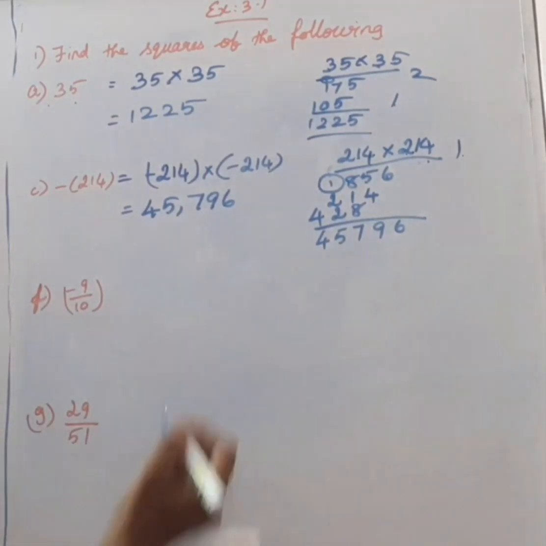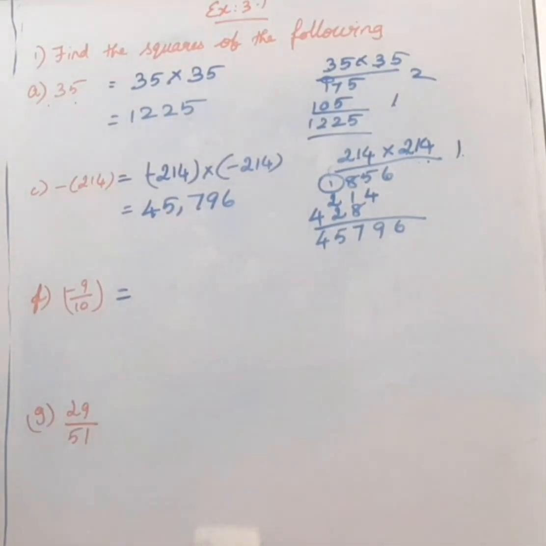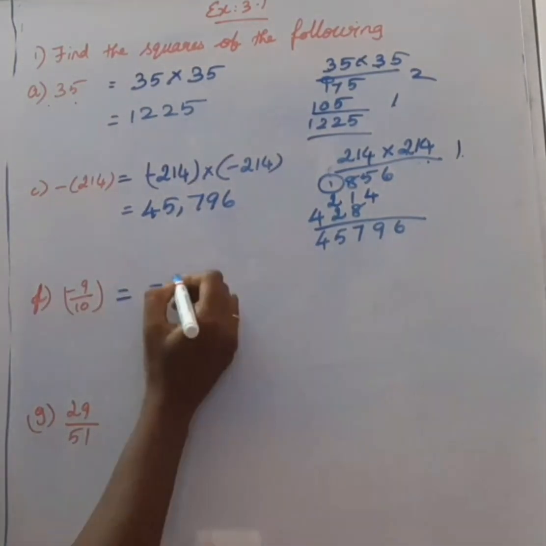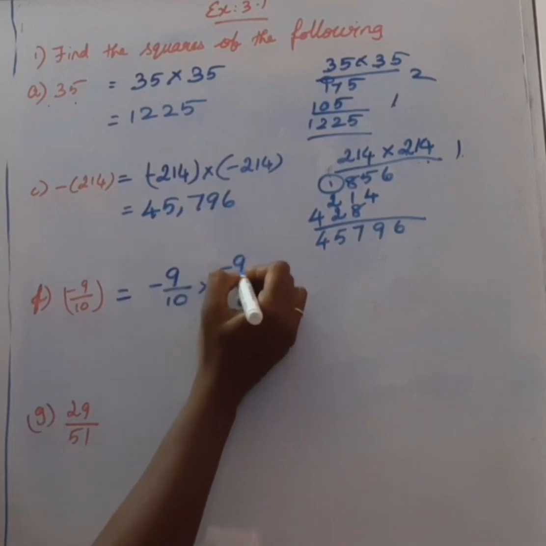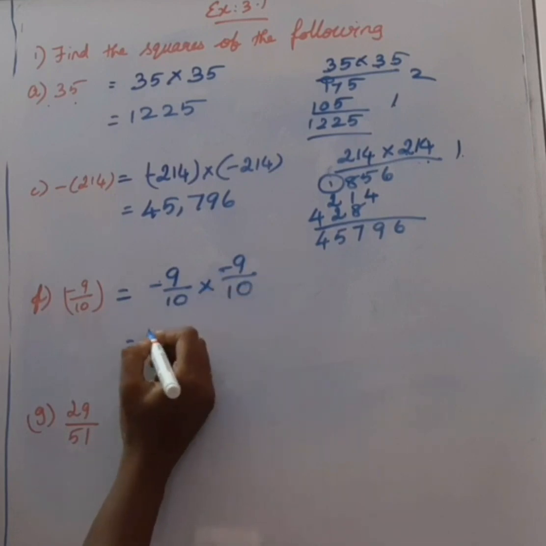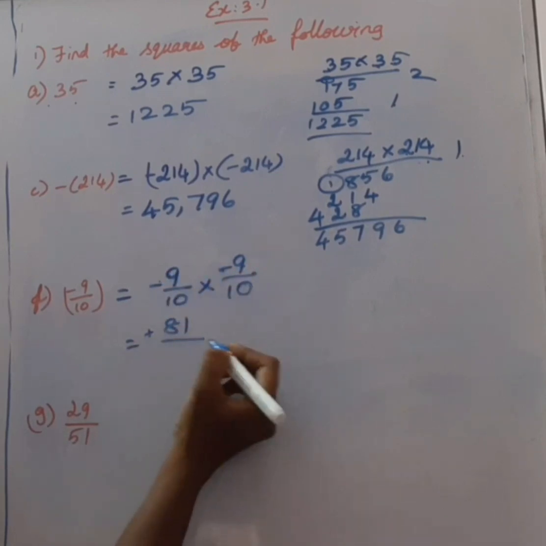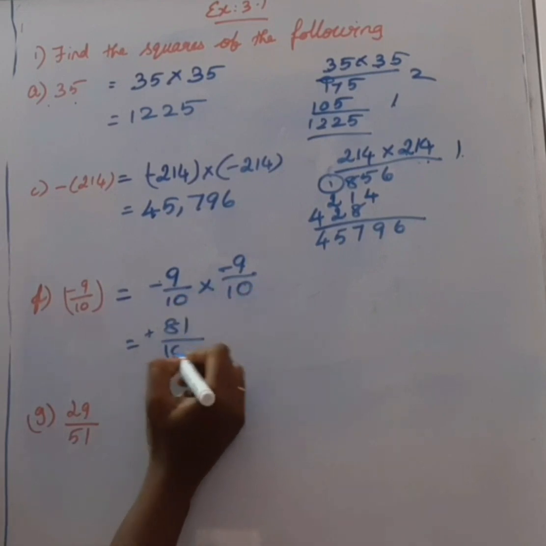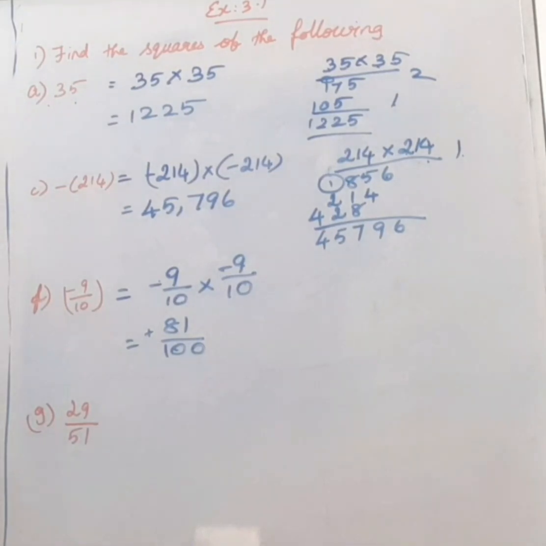Then the next one is a rational number. So minus 9 by 10 into minus 9 by 10. So minus into minus becomes plus. 9 9s are 81, 10 10s are 100. So 81 by 100 is the answer for this.